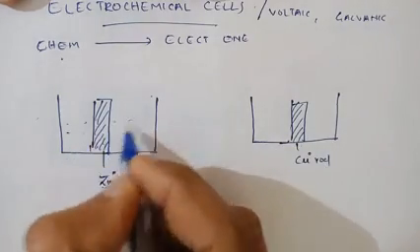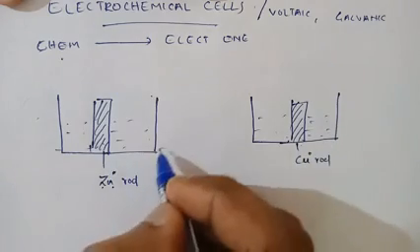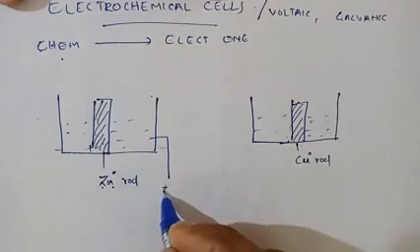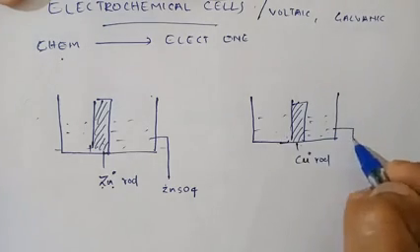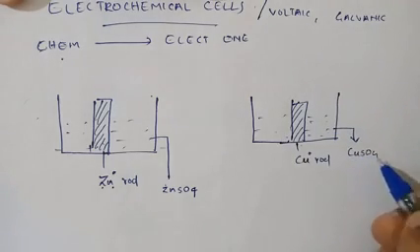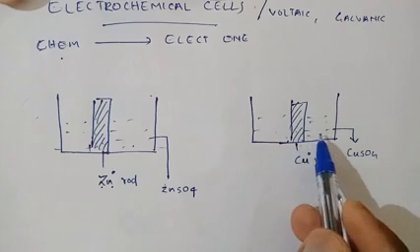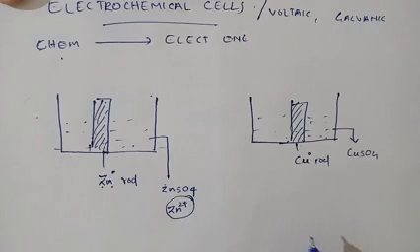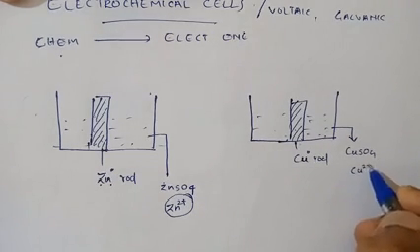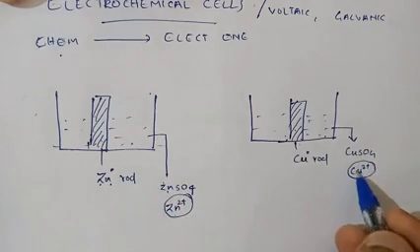Then two solutions are there. Zinc is dipped in ZnSO4 solution, zinc sulfate, while copper is kept in CuSO4 solution. So the zinc rod is dipped in ZnSO4, the copper rod dipped in CuSO4. In ZnSO4, zinc has +2 oxidation state, or Zn2+. Here in CuSO4, copper is in +2 oxidation state, so Cu2+. So Zn2+ and Cu2+.